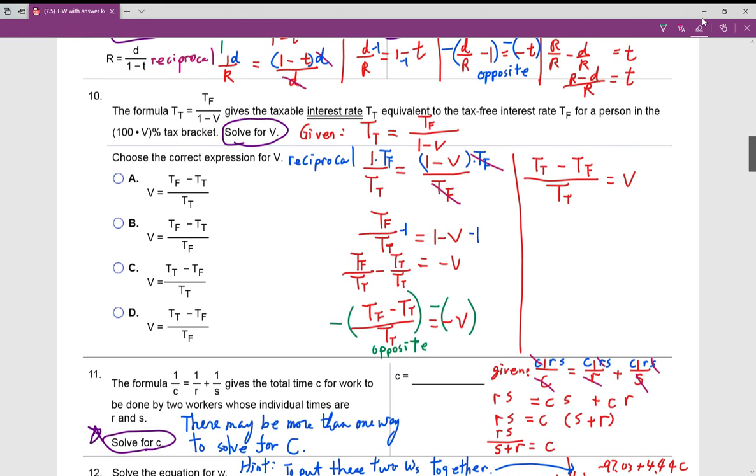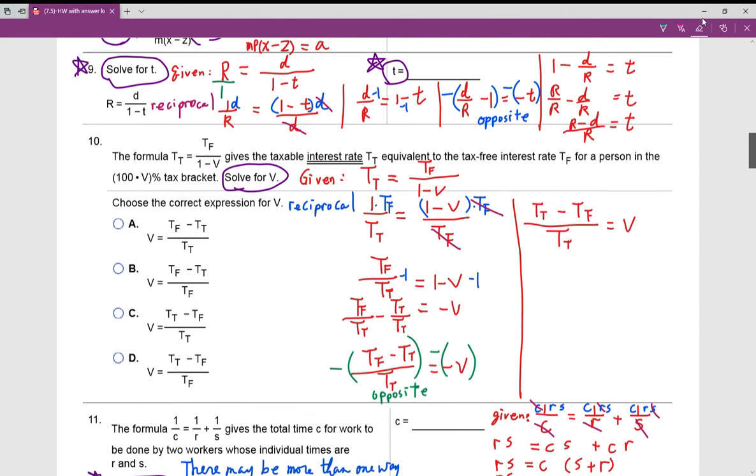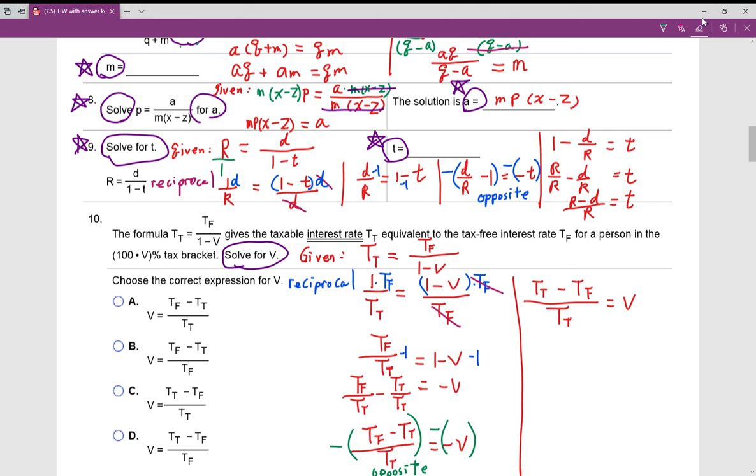Wow, like number 10, my work is really long. Now, number 10, there's a new skill I would like to show you, and number 9 is the same thing. Number 9 is a new skill I would like to show you: you can try to use a reciprocal. Okay. When it's already been solved for R, but you would like to solve for T, right? So you would like to have T on the numerator.